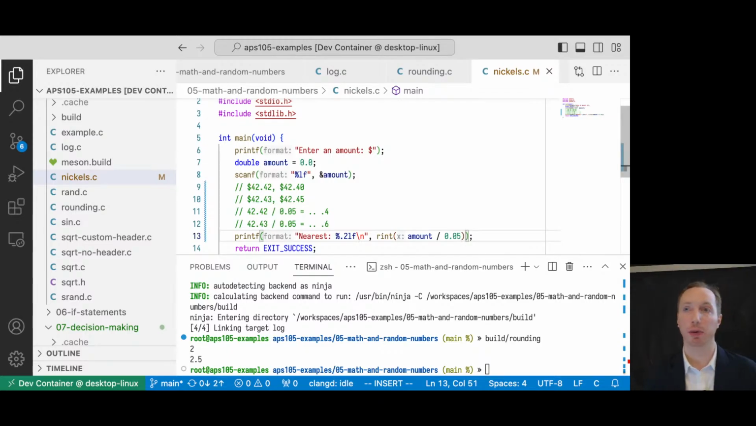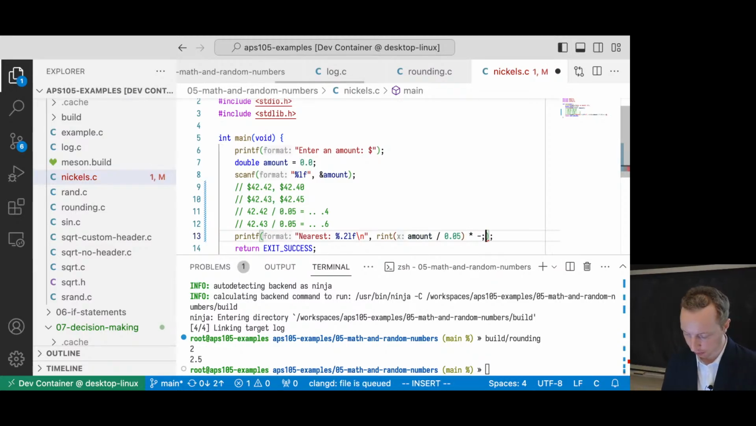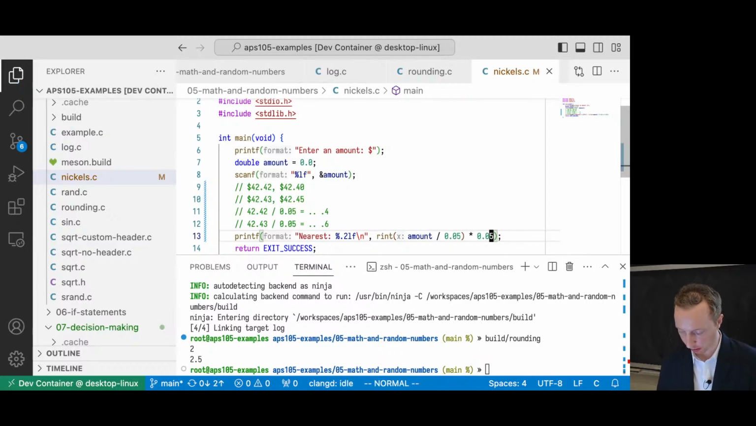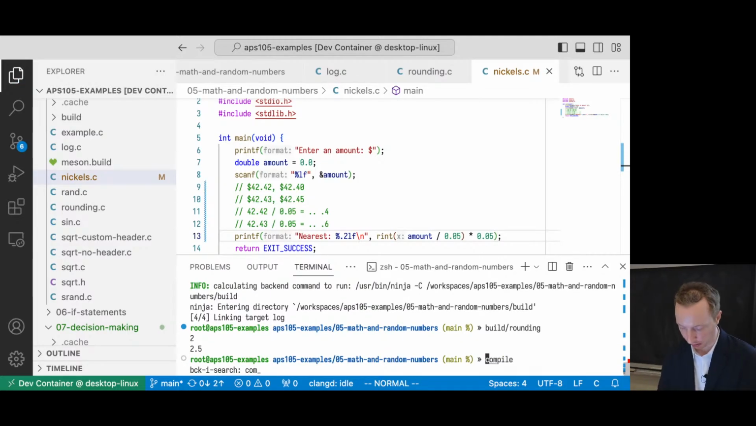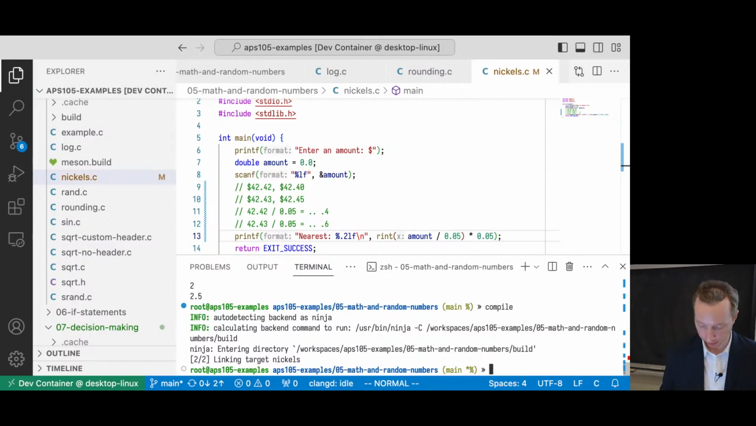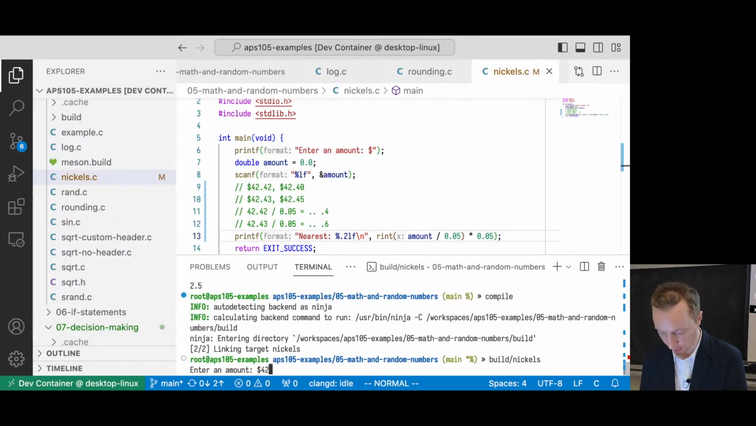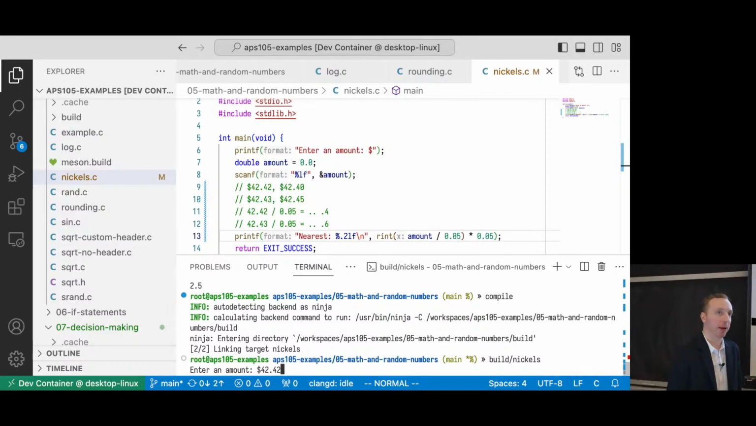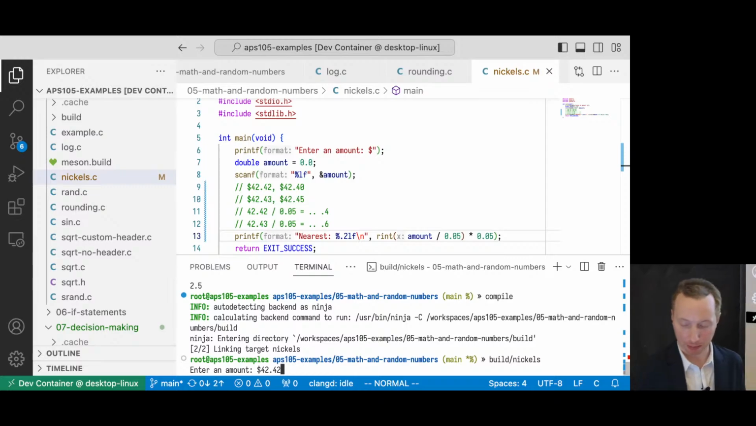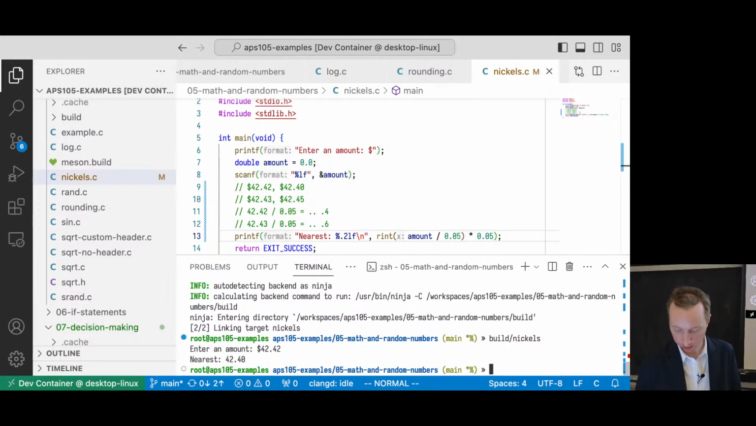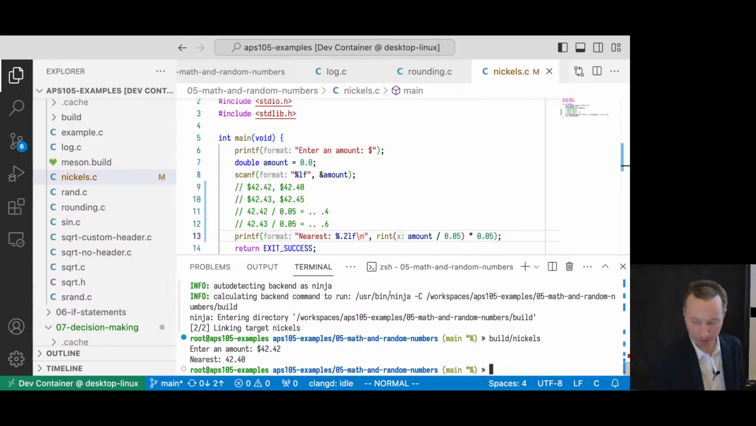And then if I want to restore or get close to the original value again, all I have to do is multiply by the value of a nickel again. So if I go ahead and compile that and then run it, what's it called, nickels? I can try it with the amount that I set aside at the beginning. So 4204, I argued that it should actually come out to 4240, which, hey, it does. So this seems to round to the nearest nickel.